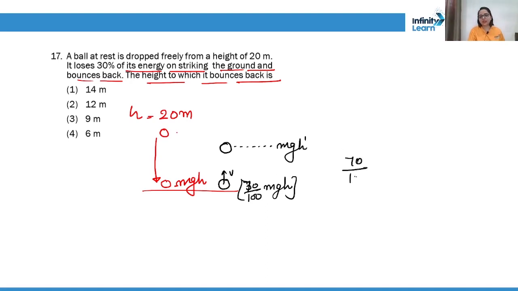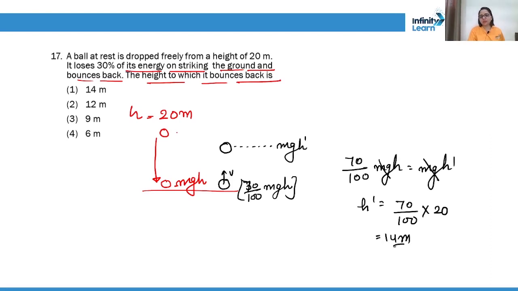So this is 70 by 100 mgh is equal to mgh dash, mg cancel. So h dash will be 70 by 100 into h. Initial height is 20, so it will be 14 meter. So it bounces back up to 14 meter. Correct answer is option 1.